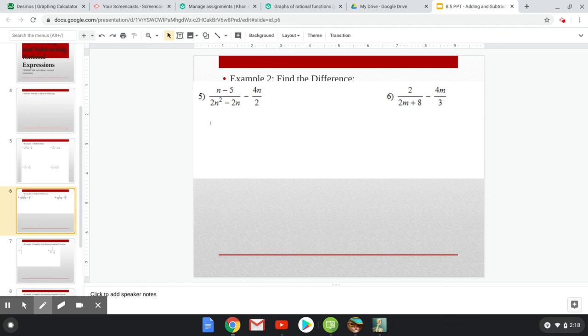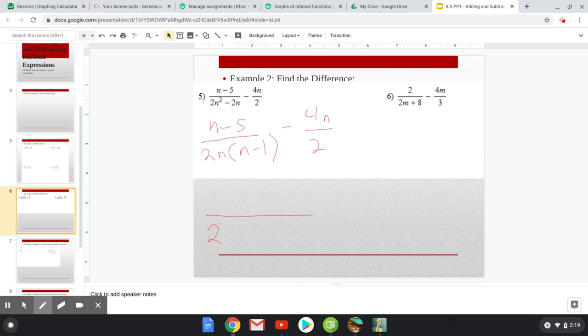So we have n minus 5, and then on the bottom we can take out a 2n. So we have 2n times n minus 1, minus 4n over 2. All right, and then we need to figure out what our common denominator is going to be. So we have 2's in each of our denominators.